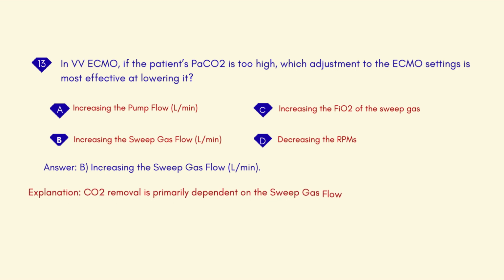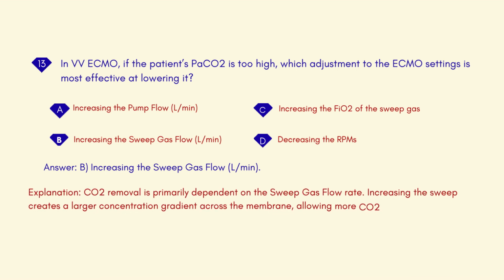Explanation: CO2 removal is primarily dependent on the sweep gas flow rate. Increasing the sweep creates a larger concentration gradient across the membrane, allowing more CO2 to diffuse out of the blood.